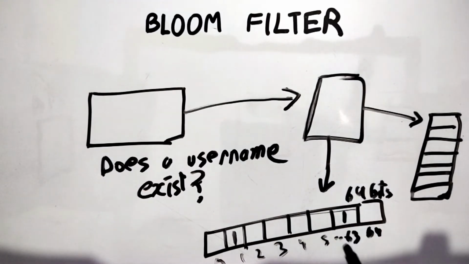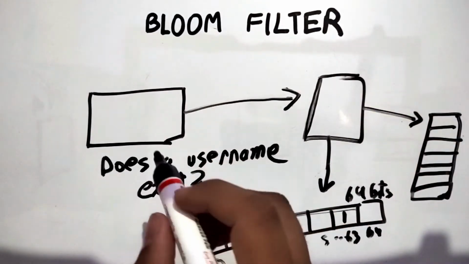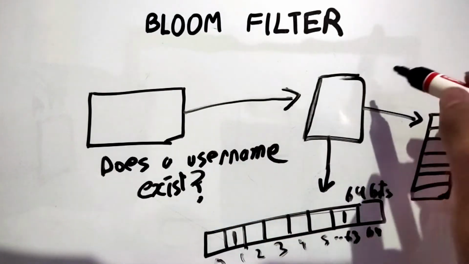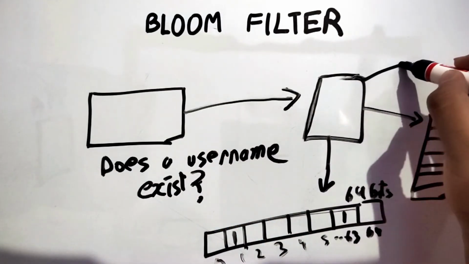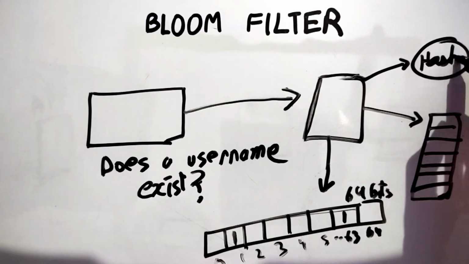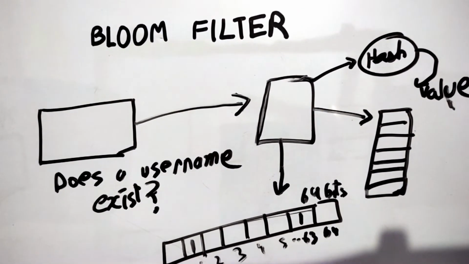So what essentially we need is a hash function. So when the application sends a request that asks, does Akshat exist, we basically need a hash function to generate a value. So this hash function has generated a value.